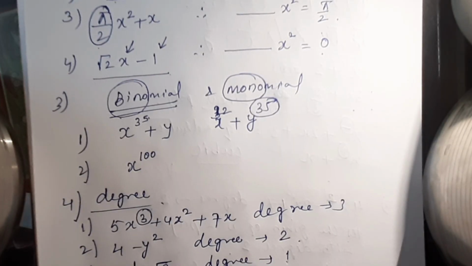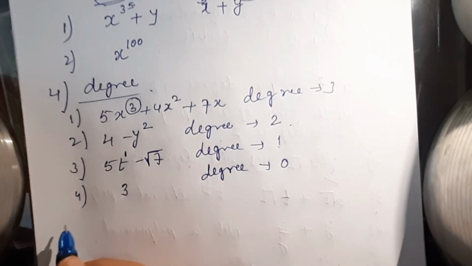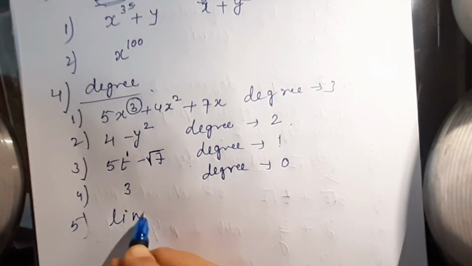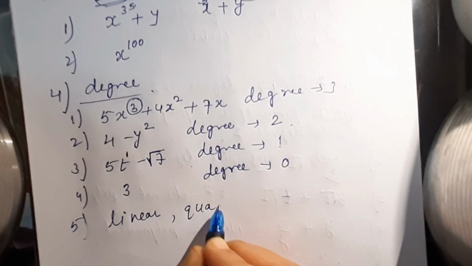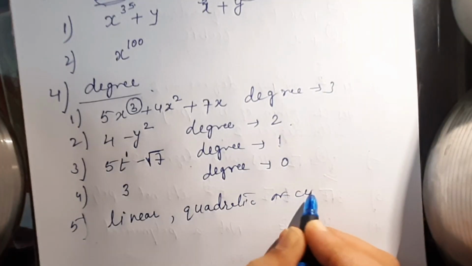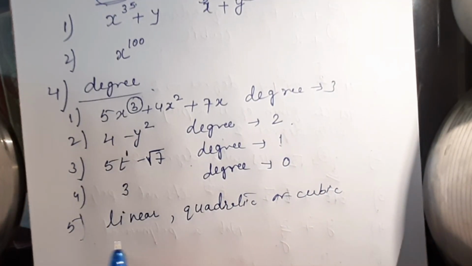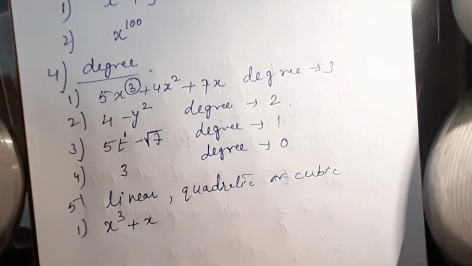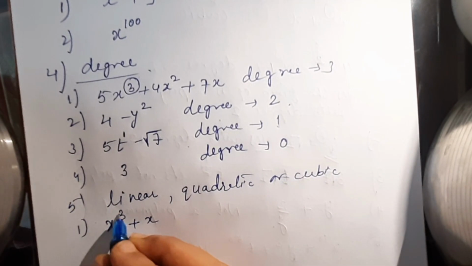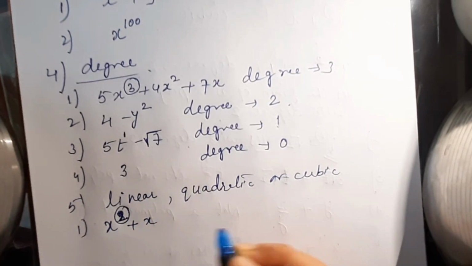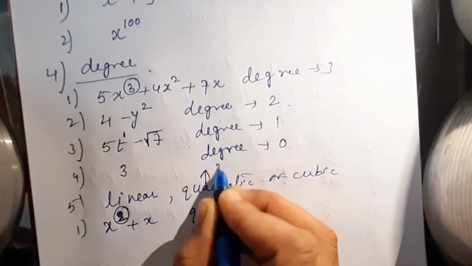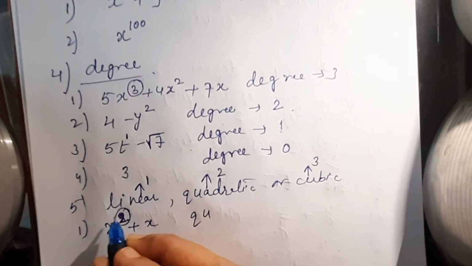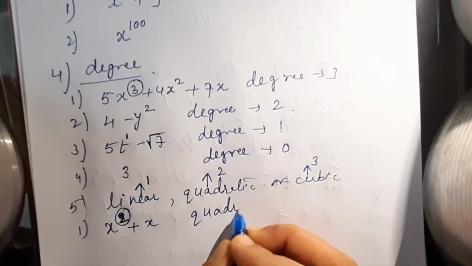Next question number 4. This also, while having the introduction, we discussed whether the equation is linear or quadratic or cubic. Depending on the power, we classify them. So here, first question, x square plus x is there. As the degree is 2, we call it quadratic. When the degree is 2, we call it quadratic. If the degree is 1, linear. If degree is 3, we call it cubic. So here degree 2 is there. So it's a quadratic polynomial.